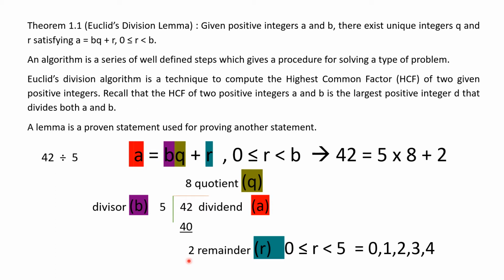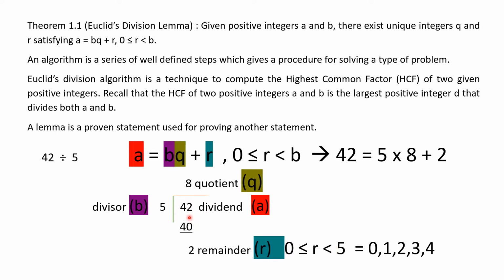The remainder is 2. So when we divide, 42 is the dividend, which is A, and 5 is the divisor, which is B. This 8 is the quotient, which is Q, and 2 is the remainder. This is what we call the division algorithm, that is, dividend equals divisor into quotient plus remainder. This remainder is always greater than or equal to 0 and less than 5.